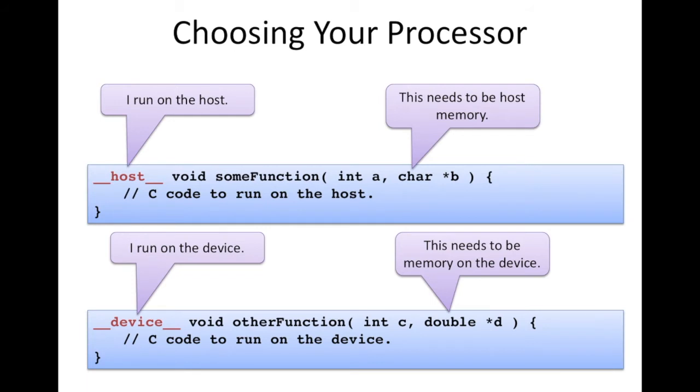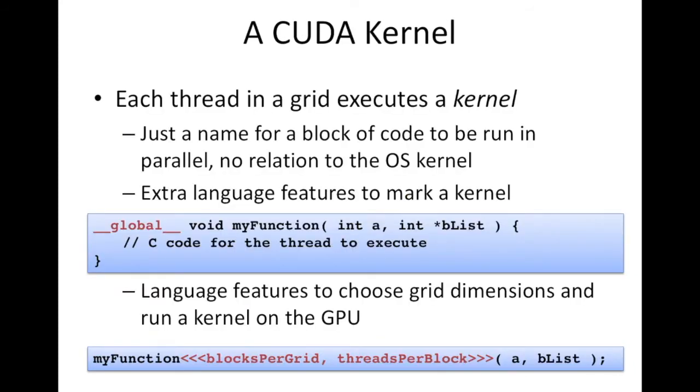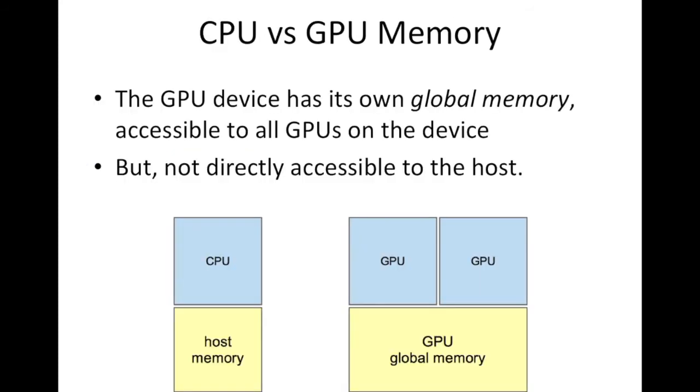But the GPU also has its own memory. If you call a function that's going to run on the GPU, you can give it a pointer, but it's got to be a pointer to something in the GPU's memory. I've got a picture for this. I'm going to run ahead a little bit so I can show you this picture, and then we'll go back to look at that code.